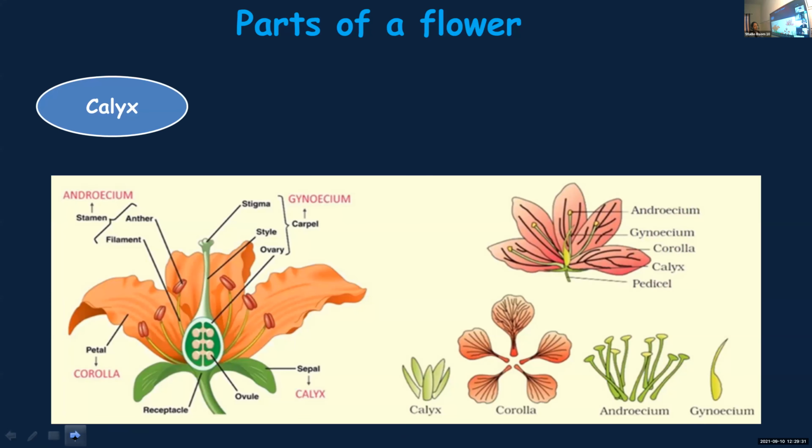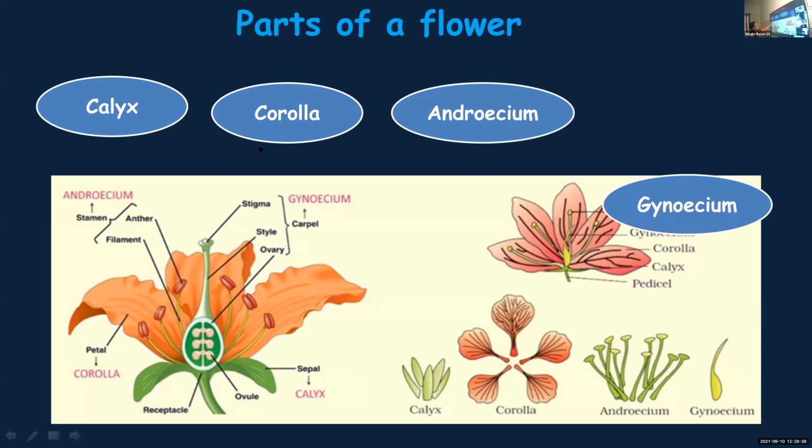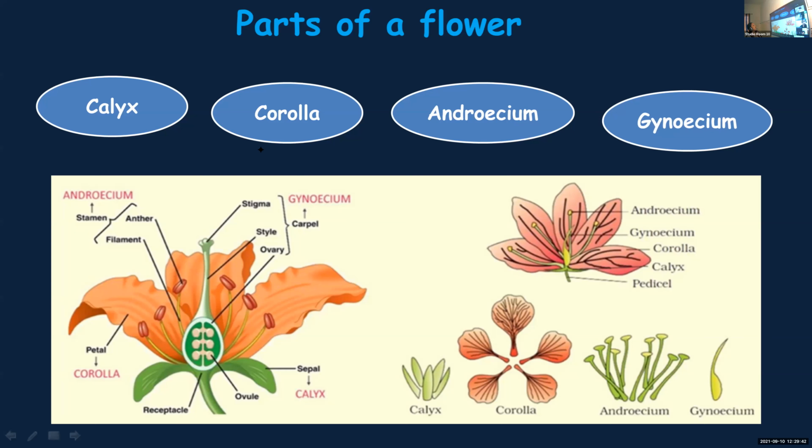Now we are going to learn about the different parts of a flower. Calyx, corolla, androecium, gynoecium. In lower classes, you had learned it as sepals, petals, stamen, and carpel or pistil. Calyx is the layer consisting of sepals, and corolla includes petals. Androecium includes stamens, and gynoecium is the female reproductive organ, that is pistil or carpel. So these are the 4 whorls or 4 layers of a flower.